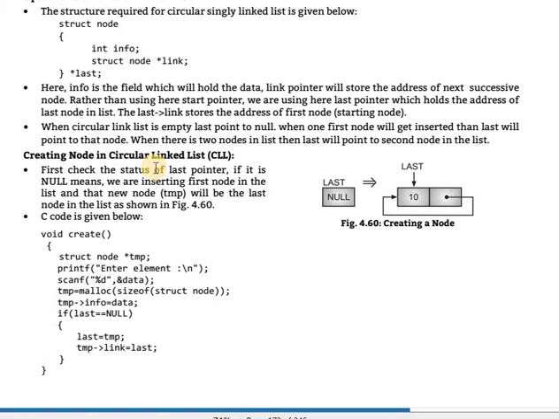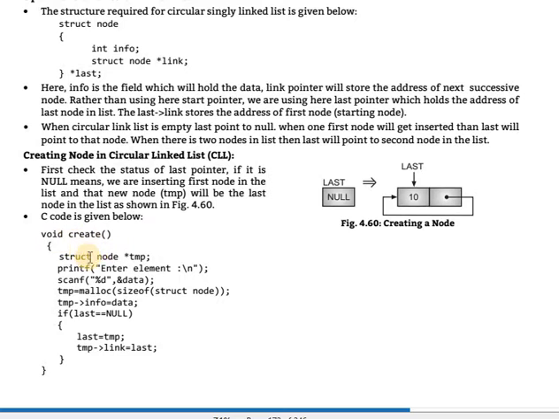Creating a node in a circular linked list. First, check the status of the last pointer. Okay, if it is null, it means we are inserting the first node in the list. To insert the elements in a circular linked list, the new node temp will be the last node in the list as shown in the figure. The last is connected with temp, because only one node is present. The C code is given below.